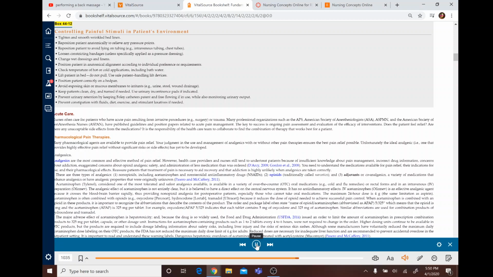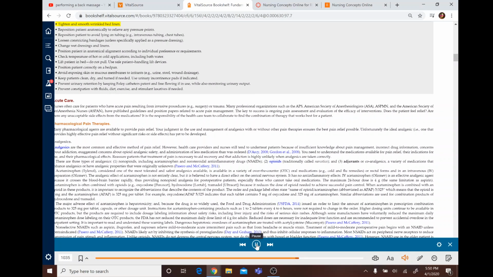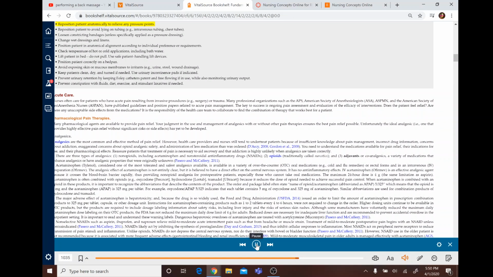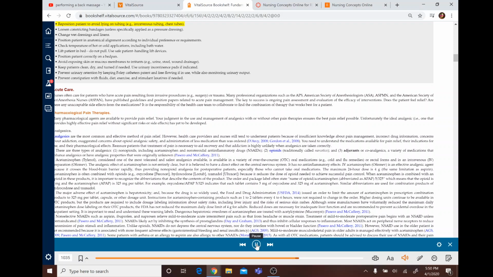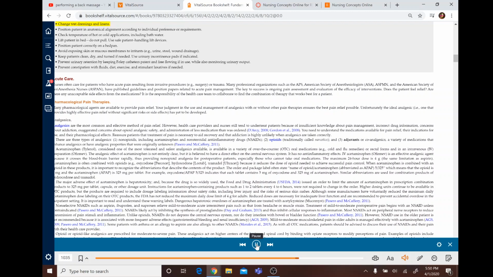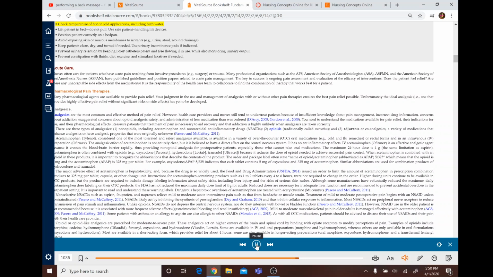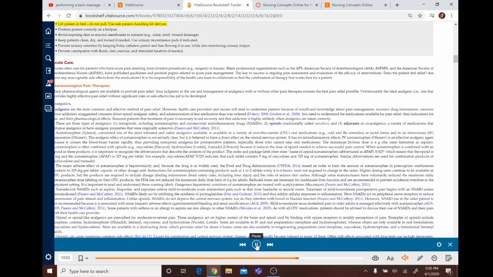Box 44-12. Controlling painful stimuli in the patient's environment. Tighten and smooth wrinkled bed linen. Reposition patient anatomically to relieve any pressure points. Reposition patient to avoid lying on tubing, for example intravenous tubing, chest tubes. Loosen constricting bandages, unless specifically applied as a pressure dressing. Change wet dressings and linens. Position patient in anatomical alignment according to individual preference or requirements. Check temperature of hot or cold applications, including bath water. Lift patient in bed, do not pull. Use safe patient handling lift devices.